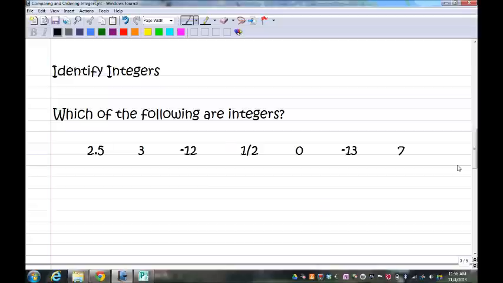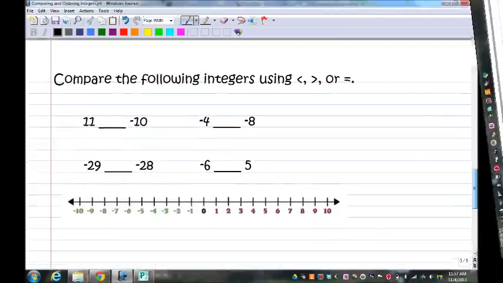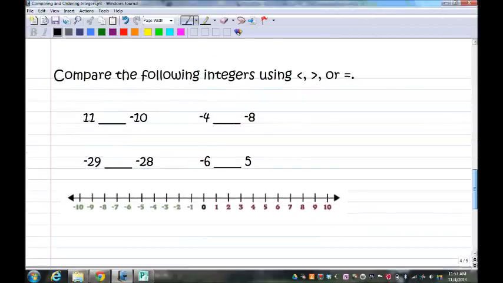Okay, hopefully you realize that this one is, this one is, and this one is. Let's do some comparing. Use less than, greater than, or equal to.